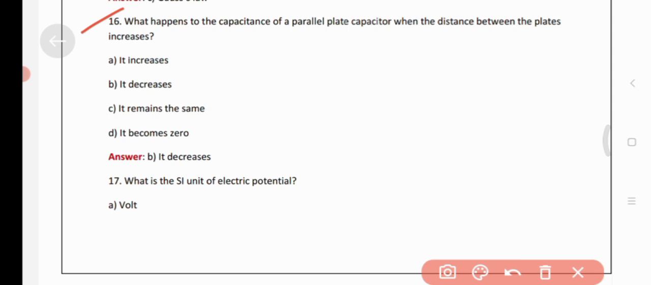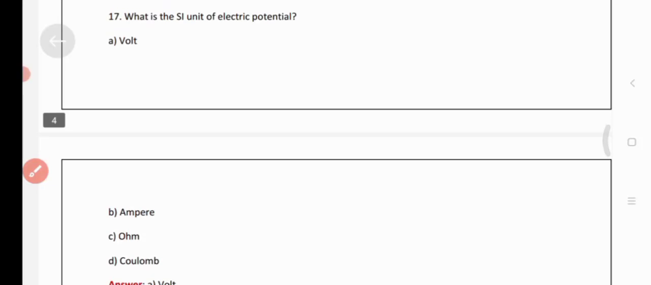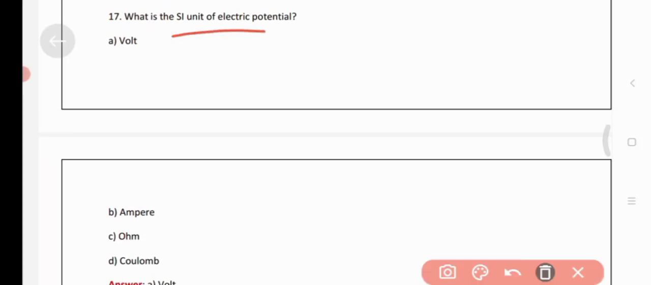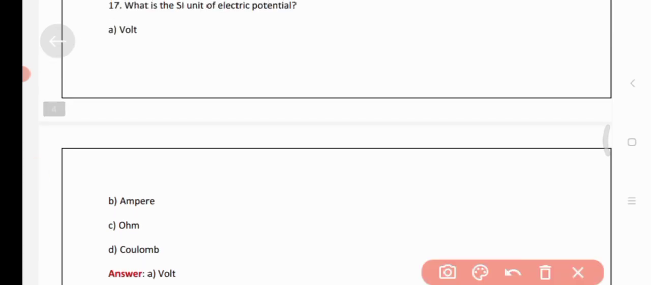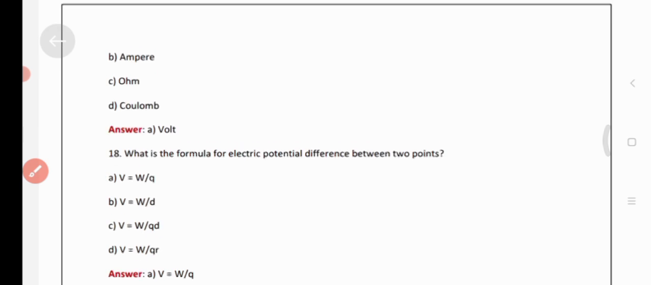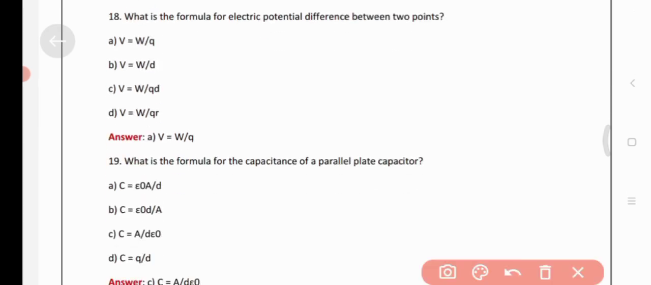What happens to the capacitance of a parallel plate capacitor when the distance between the plates increases? Option B, it decreases. What is the SI unit of electric potential? Option A, volt. What is the formula for electric potential difference between two points? Option A, V equal to W by Q.